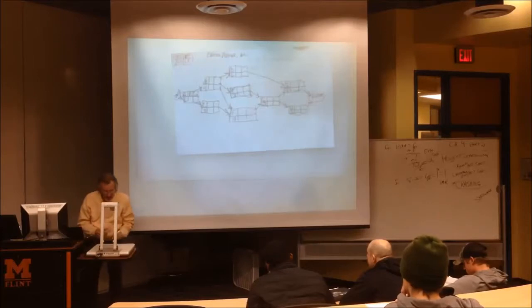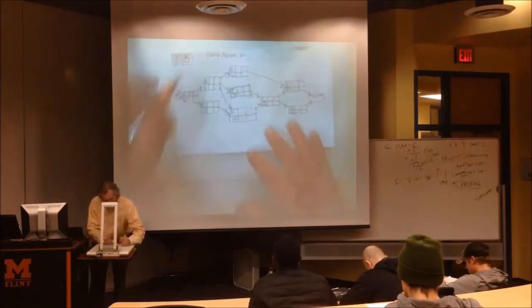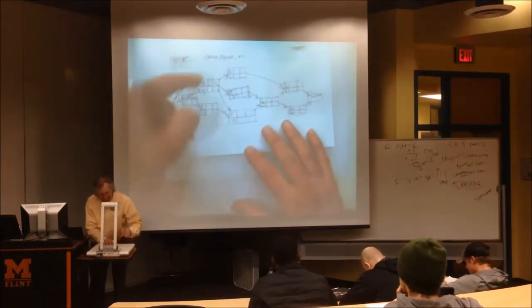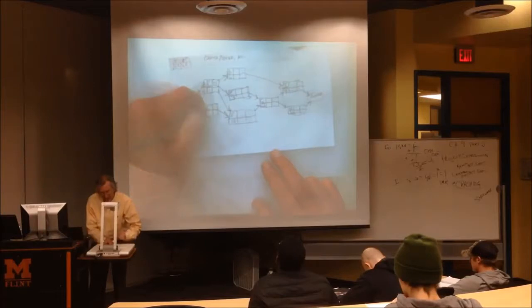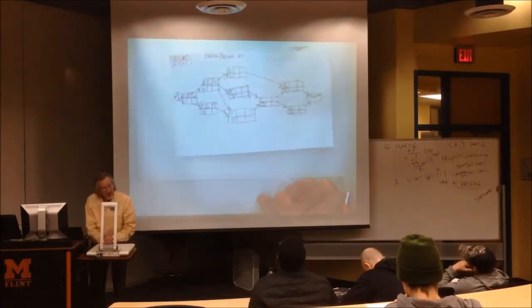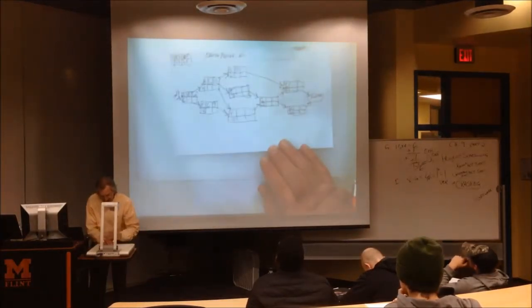Let's go to B. B only has A before it, so it could start as early as what? 6. Then finish when? 10. Just add 4 to it, because B takes 4 units of time. C comes straight from A. A finishes at 6. C can start at 6, but finish when? 9. Very good. D comes straight from B. You start as early as? 10. I heard it. Finish as early as? 16.